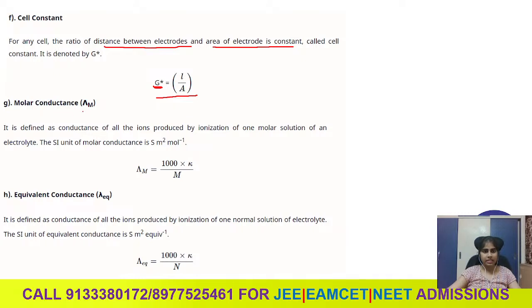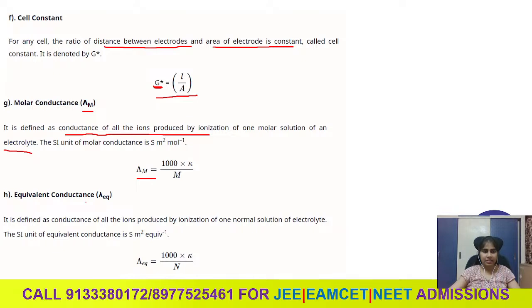Next, molar conductance, denoted by lambda m. It is defined as the conductance of the ions produced by ionization of 1 molar of an electrolyte. Here we are taking 1 molar of electrolyte solution. The conductance developed in that 1 molar of electrolyte is known as molar conductance. The term specifies molar, so we are taking 1 molar of electrolyte here. Molar conductance is equal to 1000 into specific conductance by molarity.